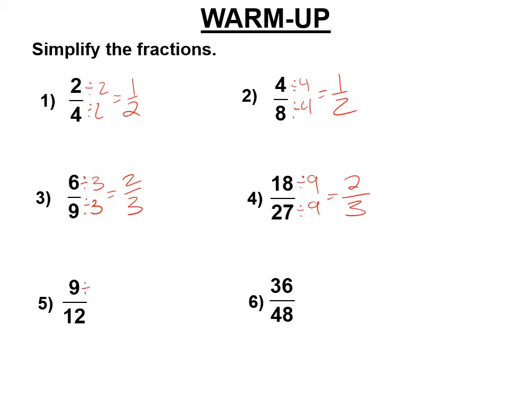And 9/12, let's see, divisible by 3. So this is 3/4. Is this one going to be 3/4? Well, 36 and 48 are divisible by 2 and 3 and 4 and 6, but I think they're also divisible by 12. 36 divided by 12 is 3. 48 divided by 12 is 4. So 3/4.